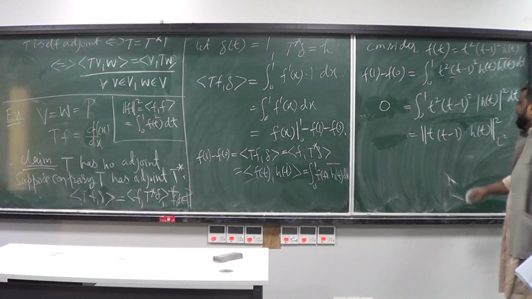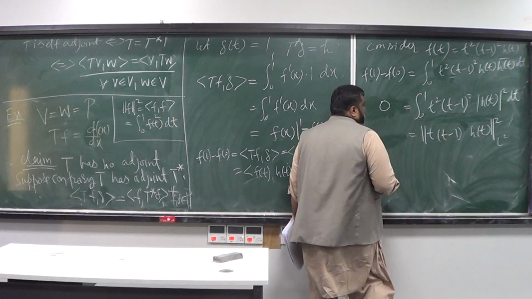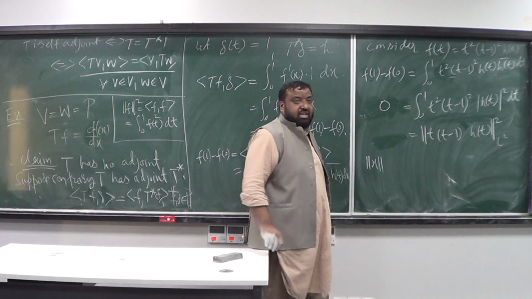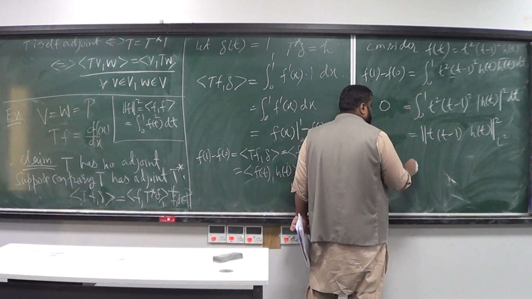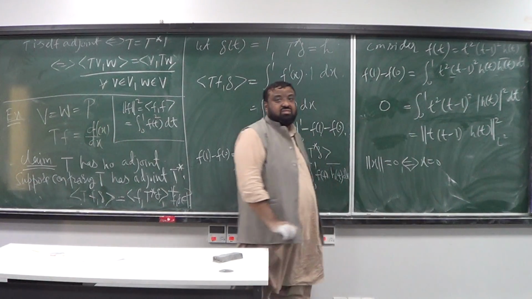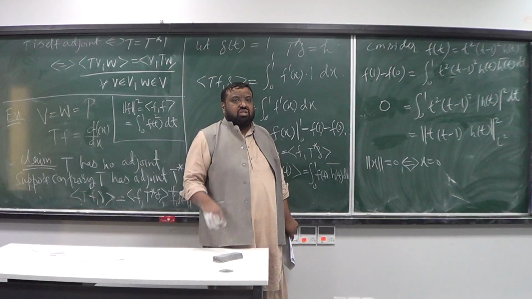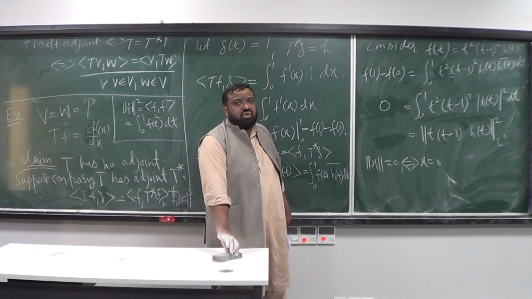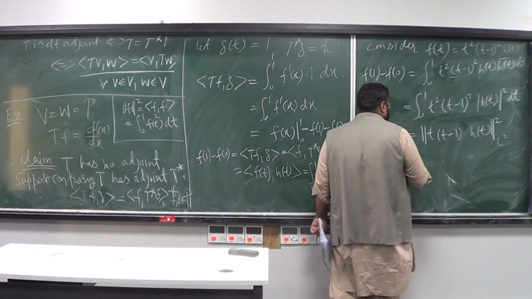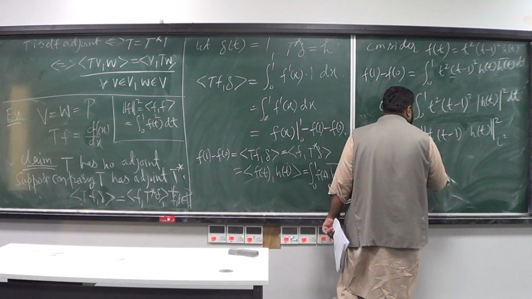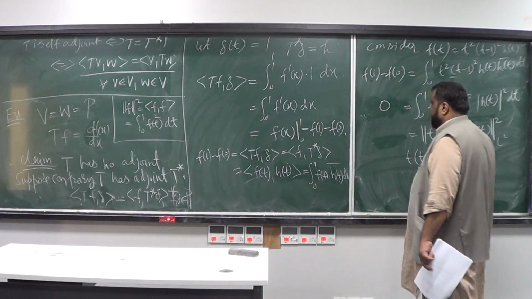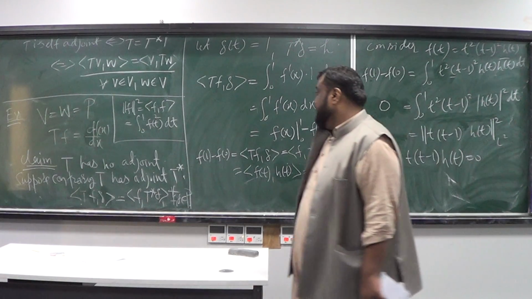And if the norm of something is 0, then we proved one property of the norm in the 4th chapter, that the norm of some vector is 0 if and only if the vector itself is 0. Okay? So the only vector that has norm 0 is 0 actually. So if the norm of this is 0, that means that t times (t minus 1) times h of t equal to 0.